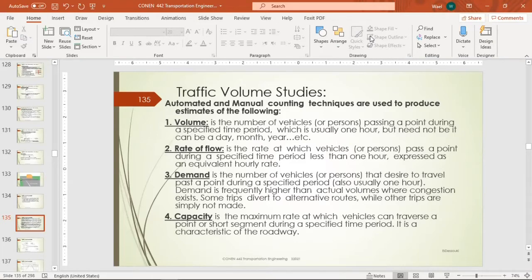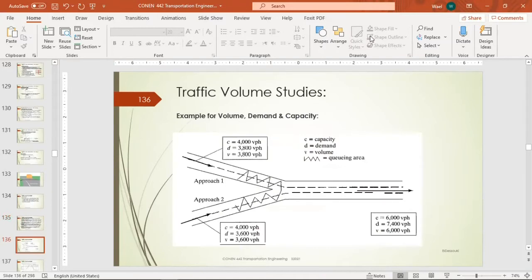To give you an example to better understand the concept, for example, here, if we have two roads, and these two roads are merging at this point, if the capacity for this cross section was 4,000 vehicles per hour, okay, the demand is 3,800, then the volume that you can count here will be 3,800 because the demand is less than the capacity. Same here. If the capacity is 4,000 and the demand is 3,600, the observed volume would be 3,600.